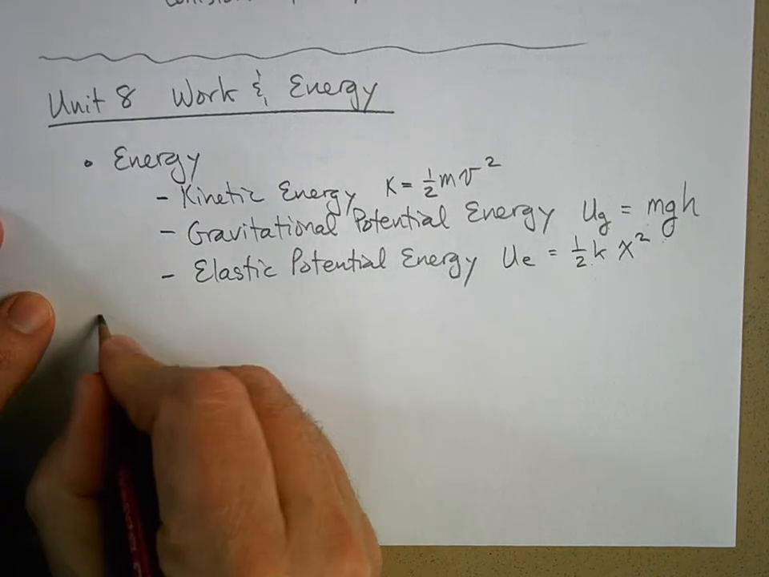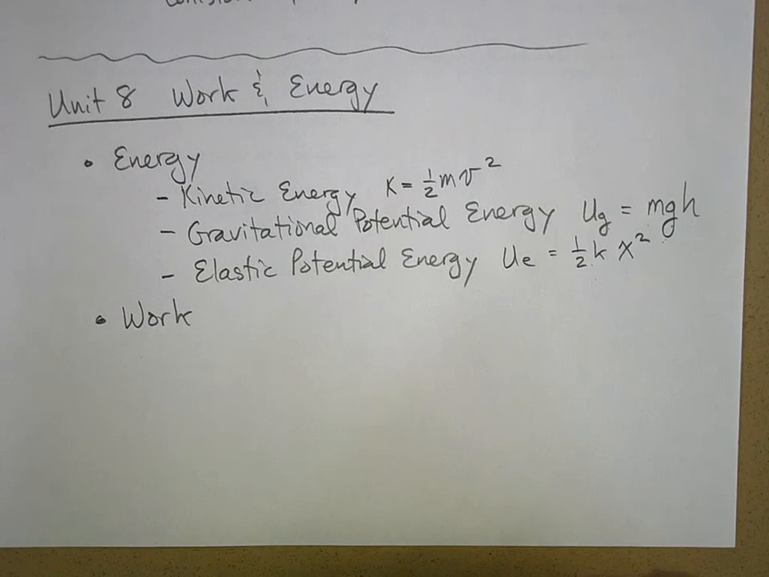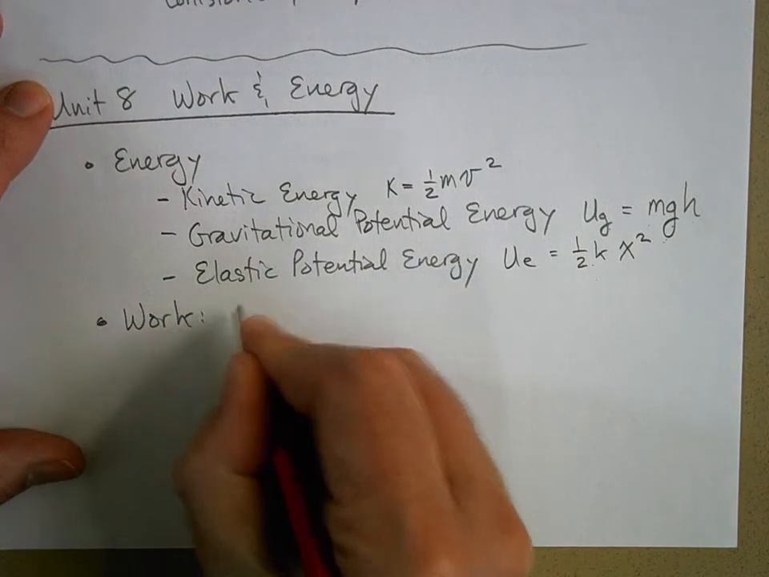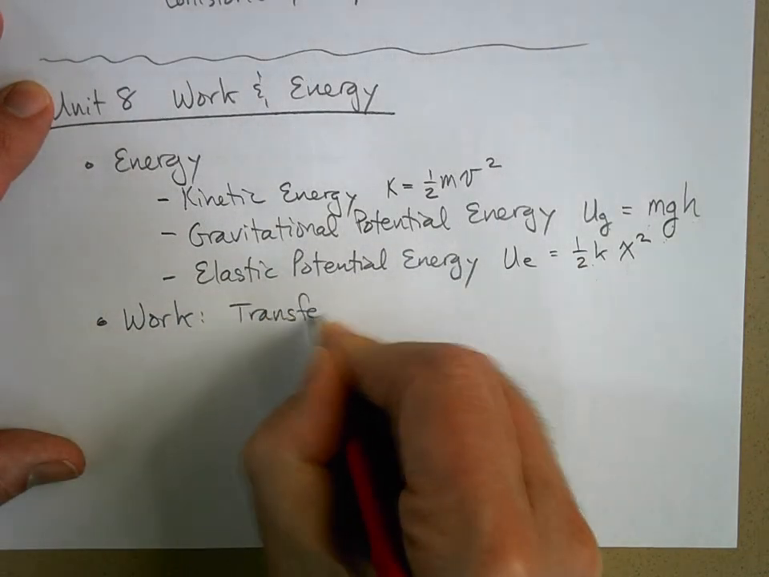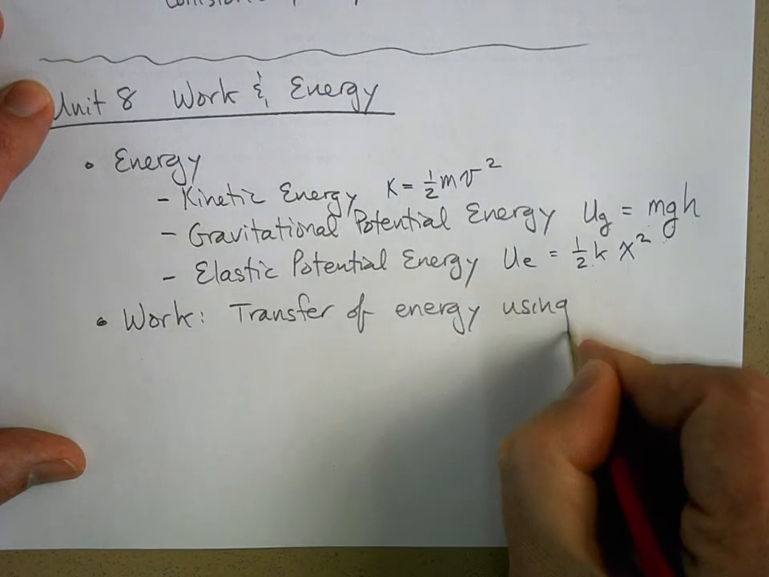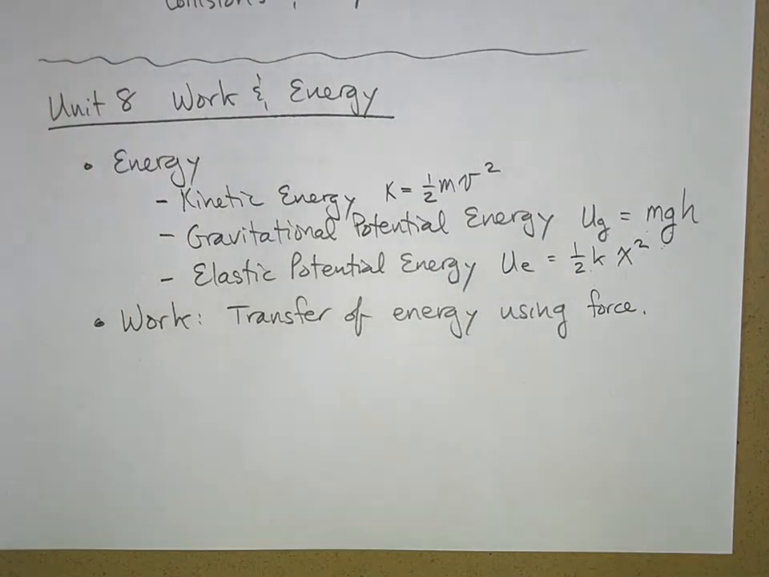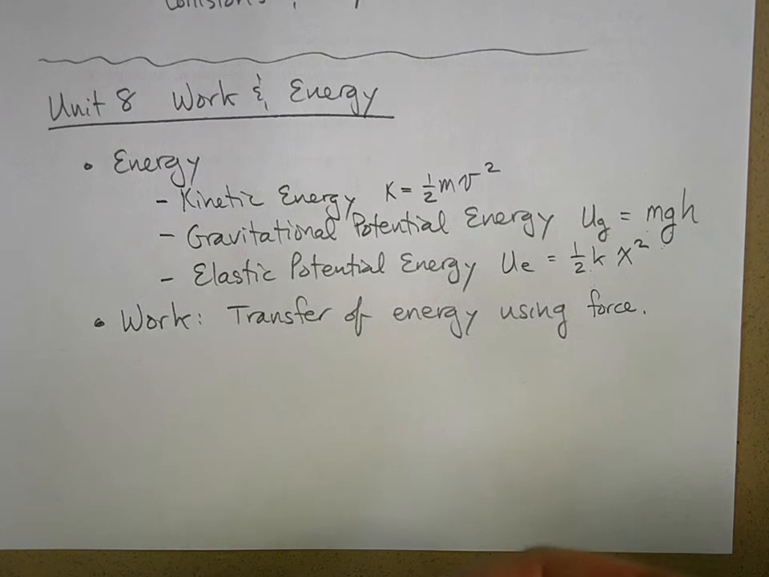Now, then we have work. And work is the way we transfer energy from one system into another system using force. So if you throw a baseball, for example, you're transferring energy out of your arm and into the motion of the ball. The ball now has kinetic energy. It didn't have that energy before you threw it. And that's because you applied a net force to the ball, giving it kinetic energy, but that cost you energy.